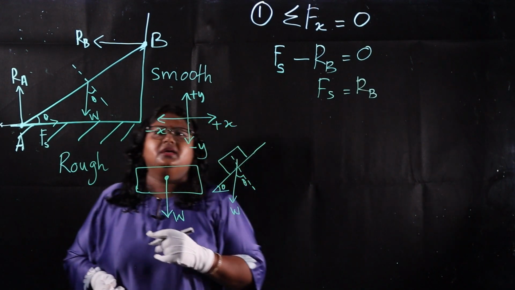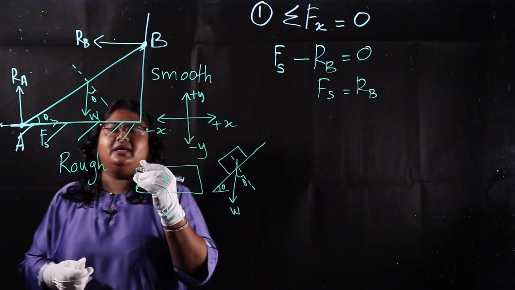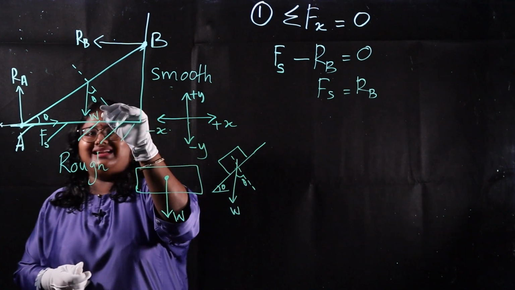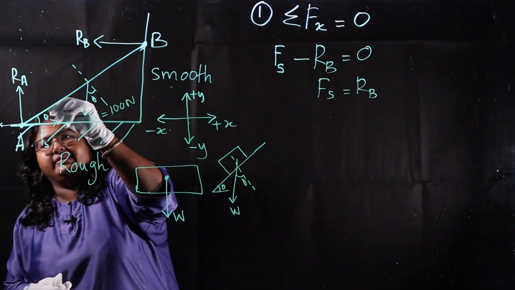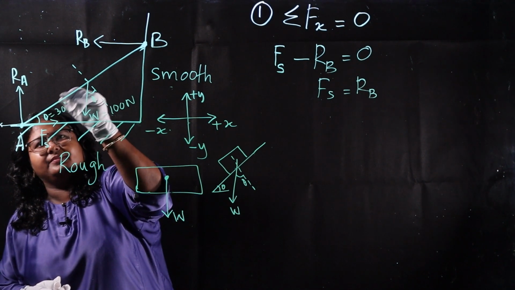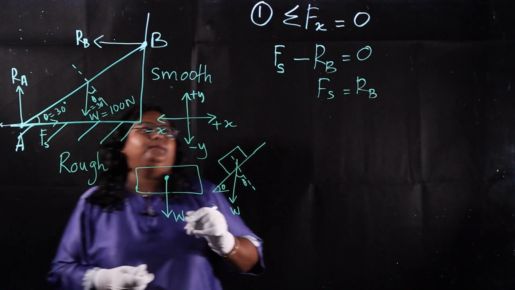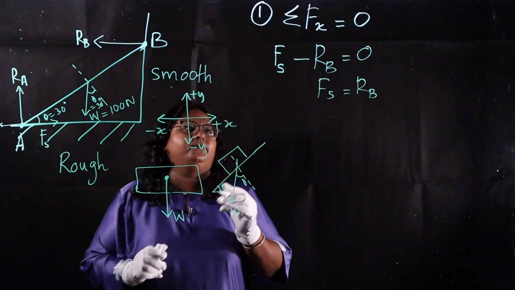Before we solve this, I will give an example so we can see the numbers. Let's say the weight is 100 Newton and theta is 30 degrees. So here will be 30 degrees too. Okay, so we resolve.